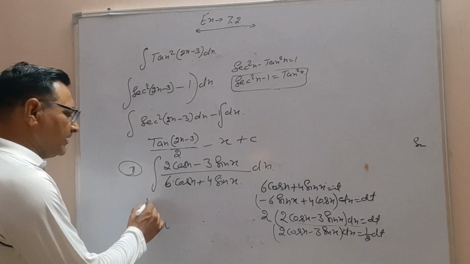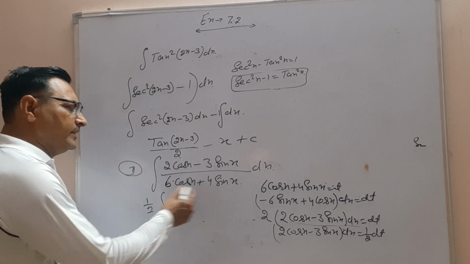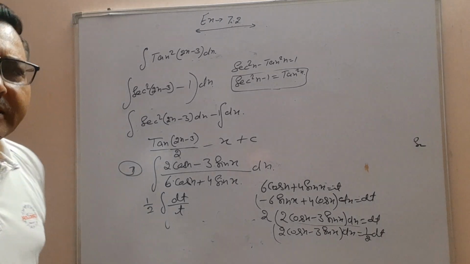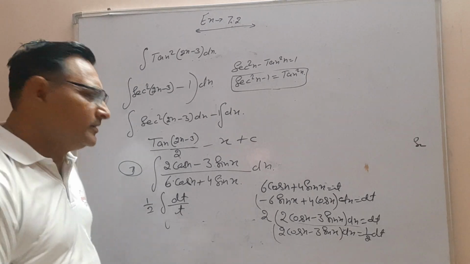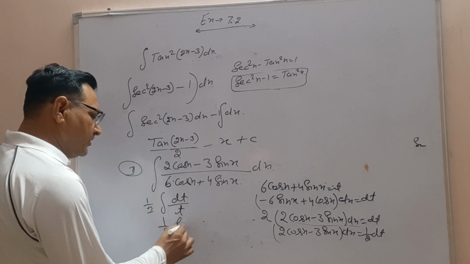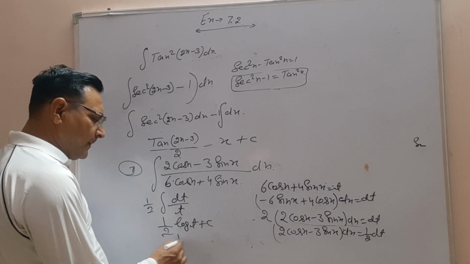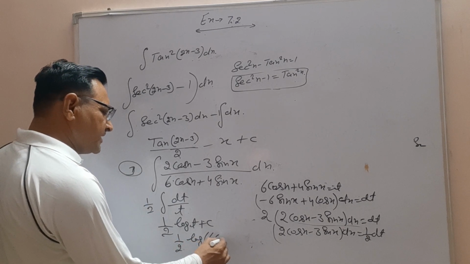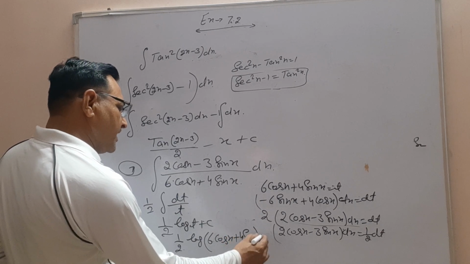So we can write it 1 by 2 into dt by t, and in the denominator there is a linear term. What is the integration of linear? If it is in the denominator, it will be log t. So you can write here 1 by 2 into log of t plus c. Now put the value of t: 1 by 2 log of 6 cos x plus 4 sin x plus c.